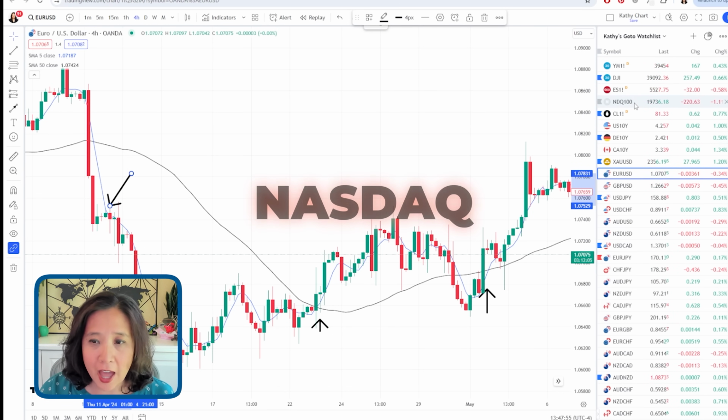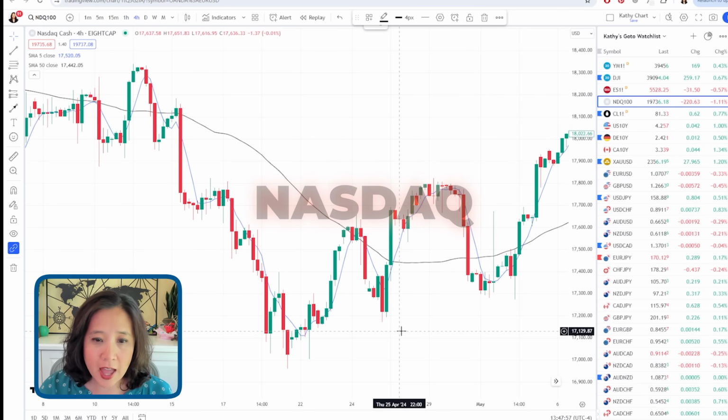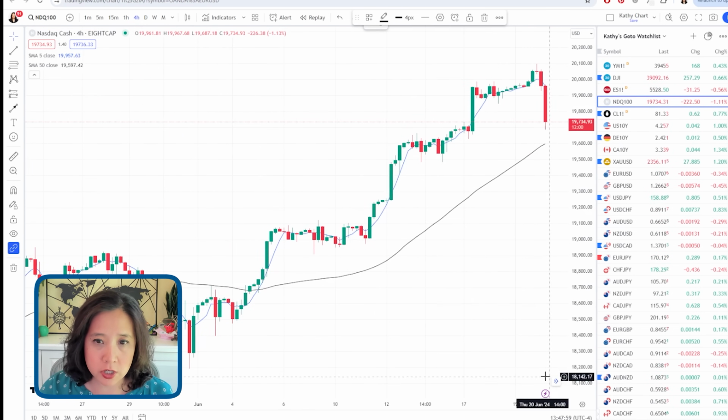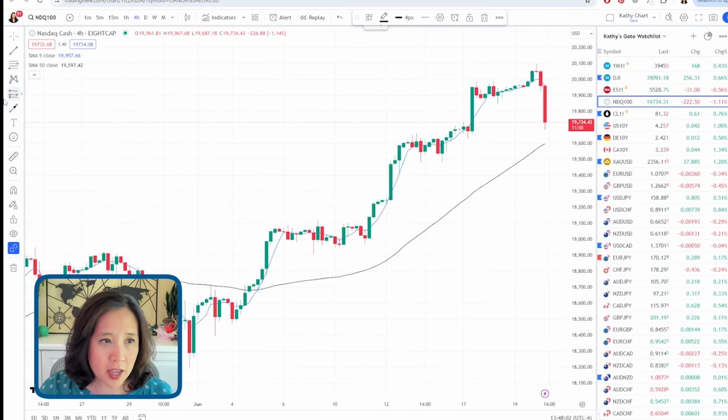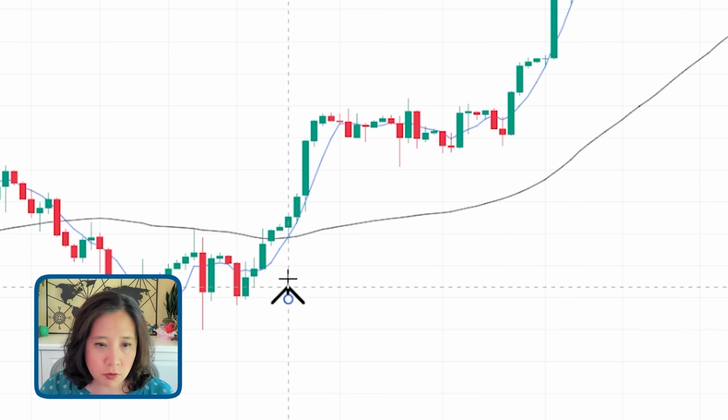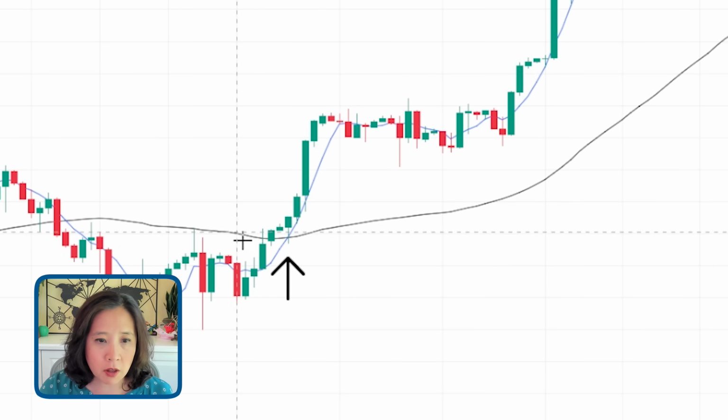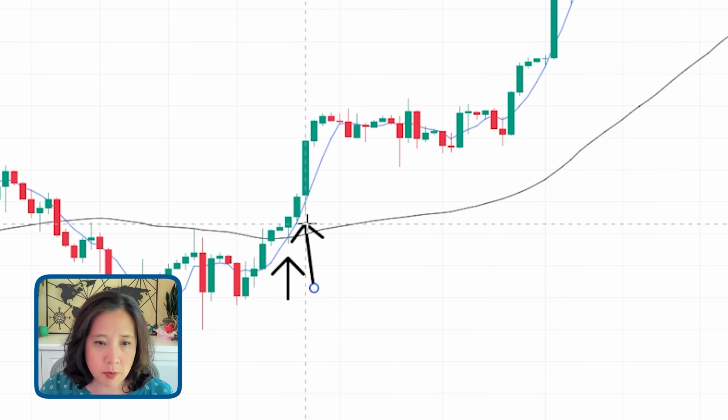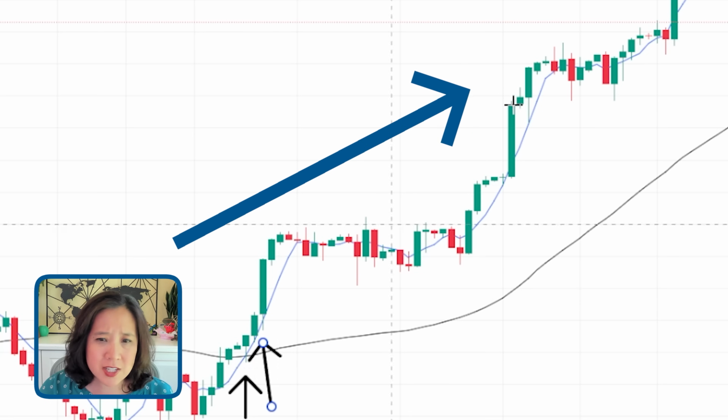So now let's take a look at it in the NASDAQ. In the NASDAQ, let's go back to current. You can see here is a really beautiful setup. We get the crossover right over here. You're going long right over here, probably at this moving average when it touches back. And boom. Really solid move.